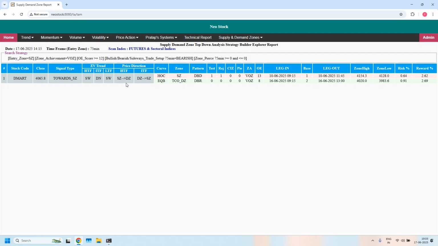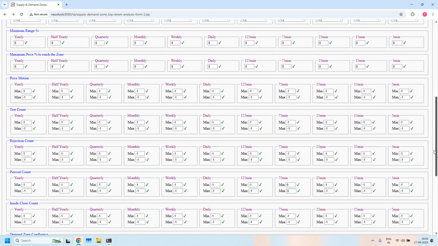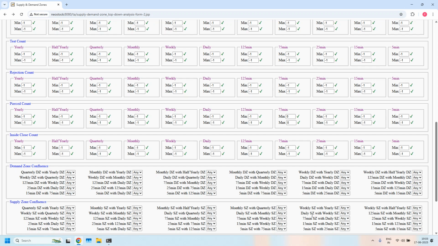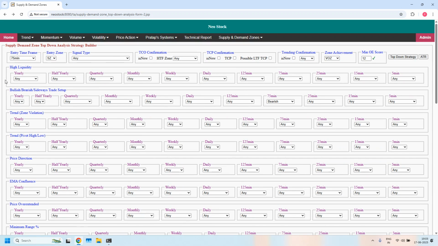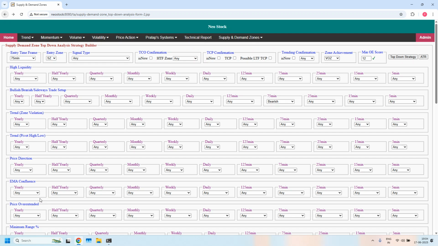Okay, next let us check whether it is having a zone confluence. First filter is 75 minutes and daily supply zone confluence. Let us verify. Because it is 75 minutes supply zone, bearish trade setup. So it is filtered. That means this 75 minutes supply zone overlapped with daily supply zone and daily trend is down. Let's verify if this is having daily EMA confluence.